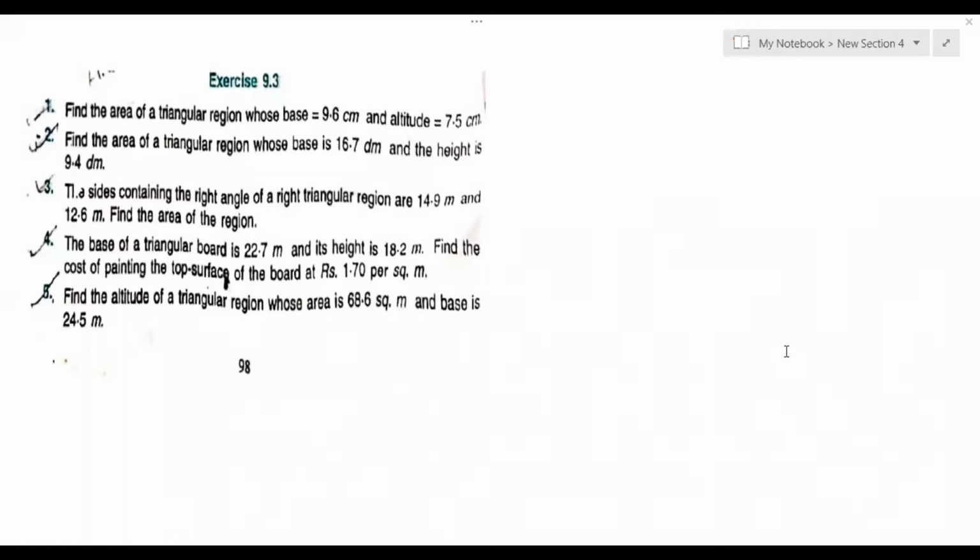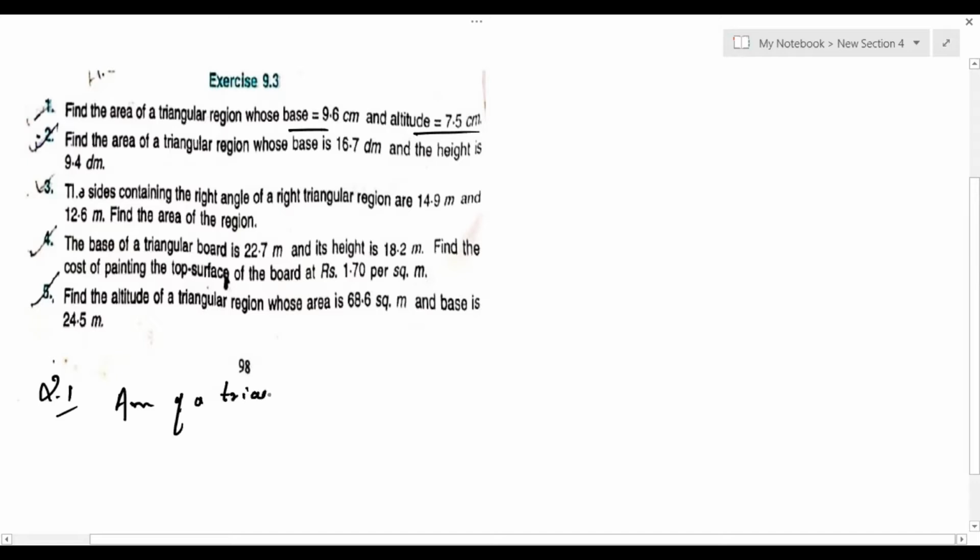Now exercise 9.3, question number 1. It is given: find the area of a triangular region whose base and height are given. Now we know the formula for the area of a triangular region. The formula is half into base into height. The base is given to us as 9.6 and the altitude, the height, is given as 7.5.